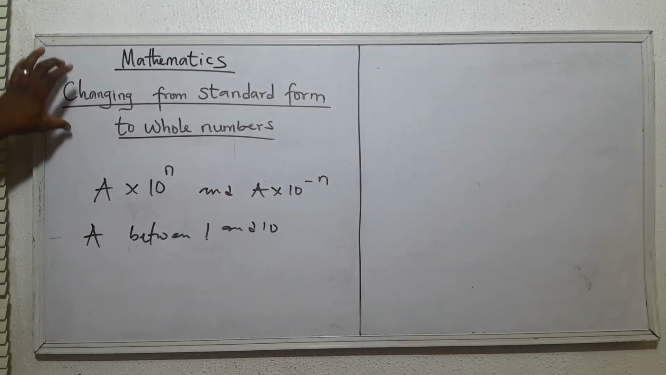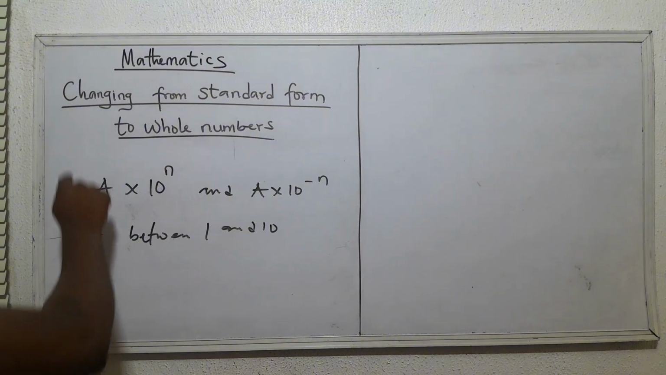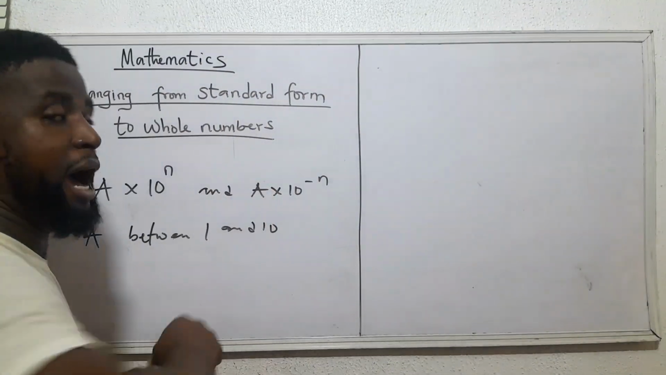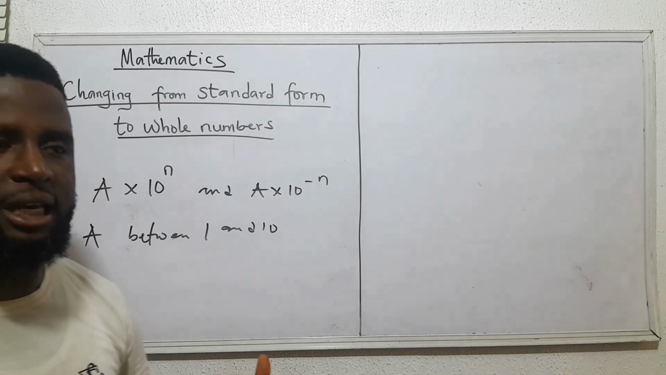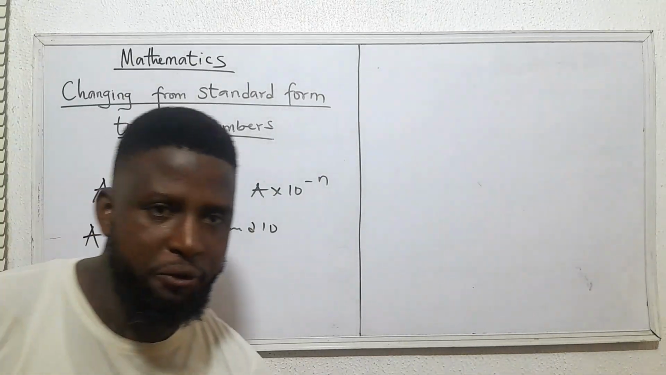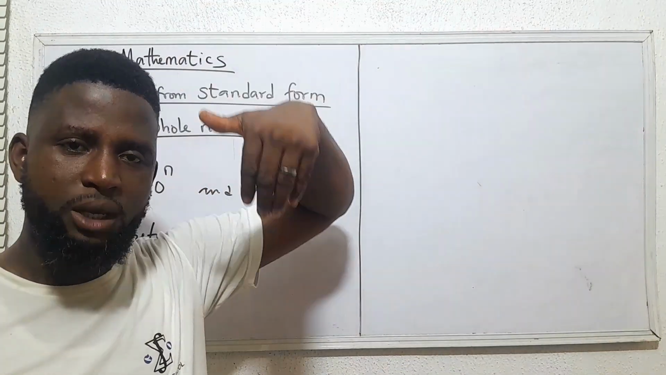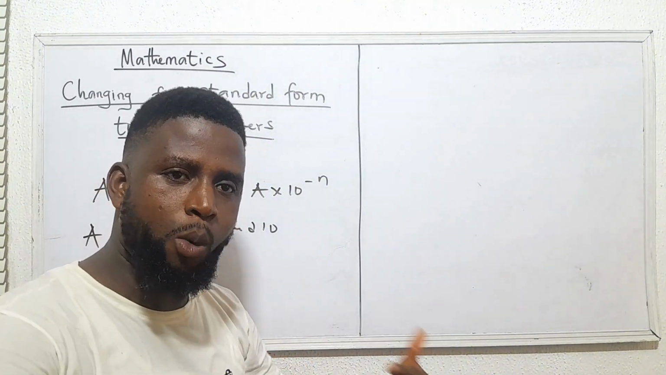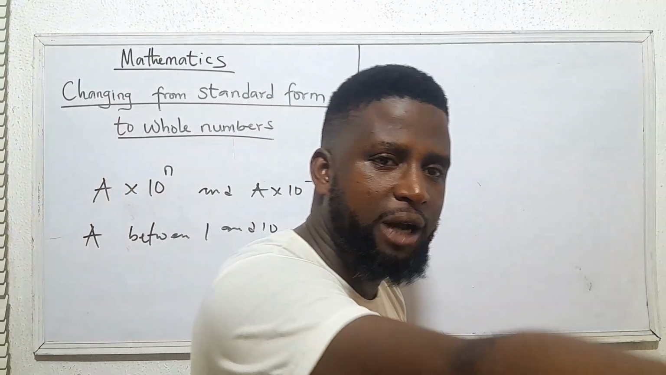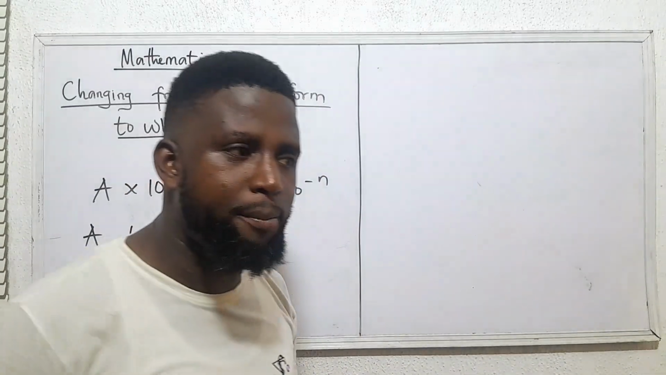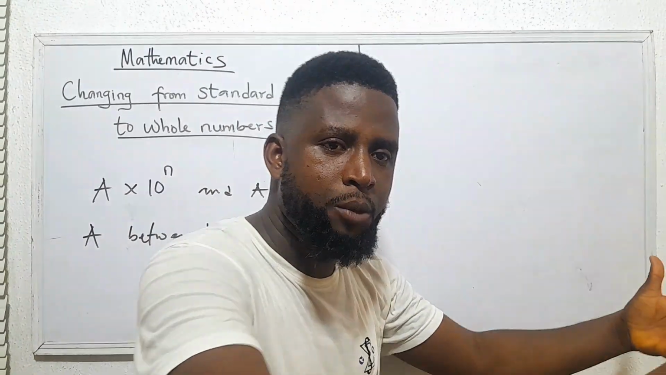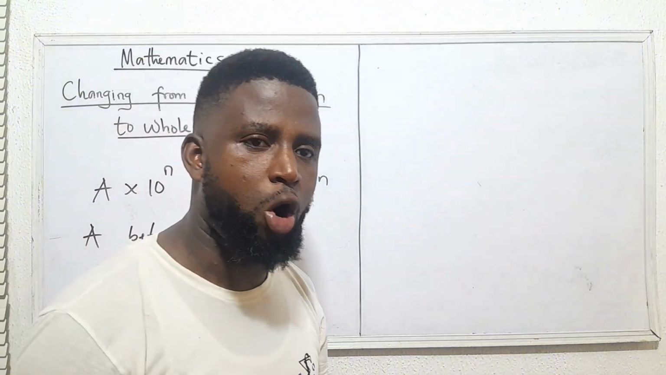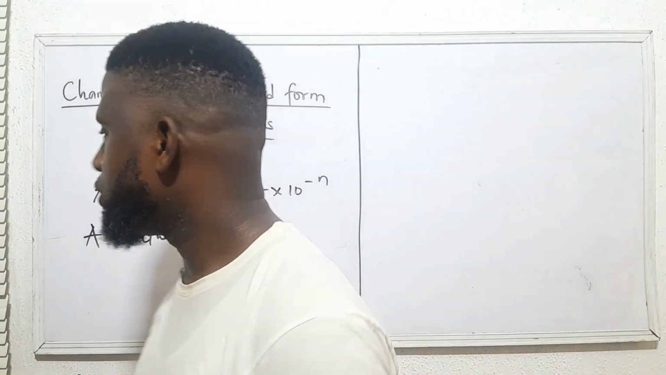But then in today's class, we'll be looking at changing from standard form to whole numbers and decimal numbers, of course, right? It means now we are doing the reverse of what we learned in our last class, right? So instead of writing from whole numbers to standard form, we want to write numbers that are already in standard form. We want to learn how to convert them back to whole numbers and also decimal numbers.